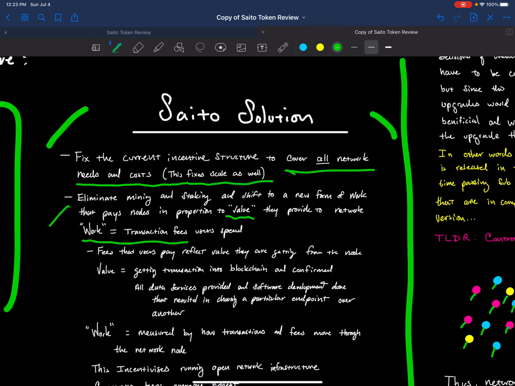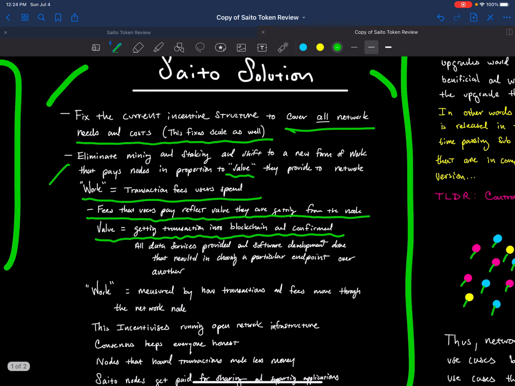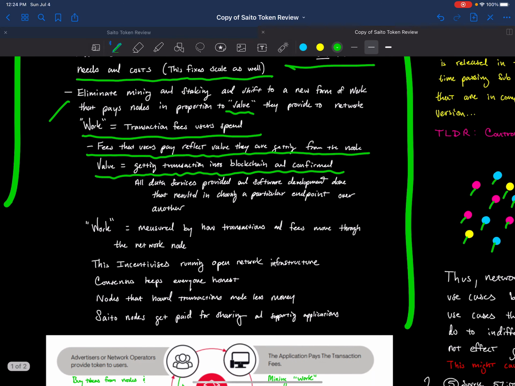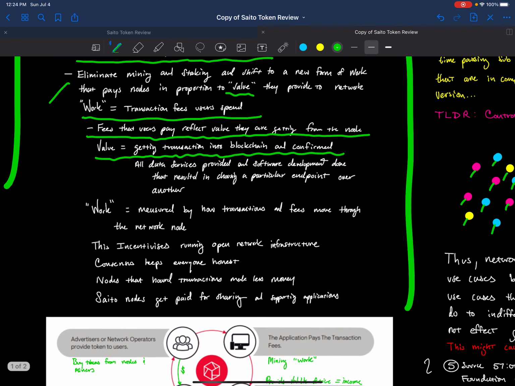And work is transaction fees that users spend. So fees that users pay reflect value they are currently getting from nodes. So value is getting transactions into the blockchain and confirmed, okay? And so all the data services provided in software development are done as a result of choosing a particular endpoint to another. So basically, for the service providers, their consensus engine, the work, like in proof of work, for this one, work is measured by how transaction fees move through the network.